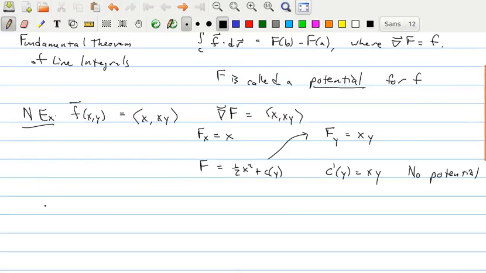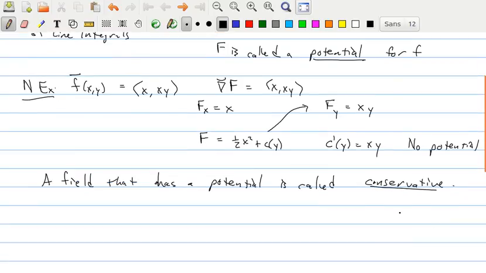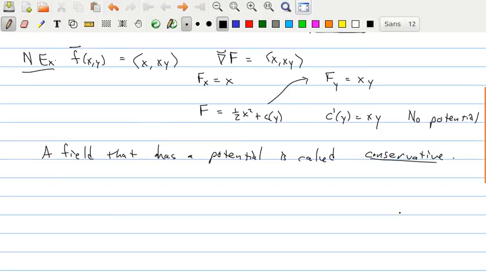So a field that has a potential function is called conservative. That's a little bit of terminology that you'll see come up in physics an awful lot, and maybe the next few sections will look more at conservative fields. All this stuff that we're going to talk about in this section really only works if your vector field is conservative, if it has a potential.